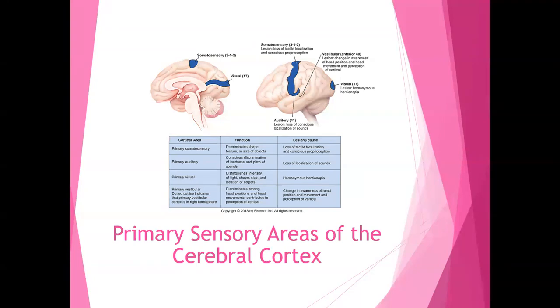So, for example, the primary somatosensory cortex discriminates size, texture, and shape of objects, and a lesion causes lack of tactile localization and conscious proprioception. So as you can imagine, that information is coming up the dorsal column medial lemniscus to the thalamus to the primary somatosensory cortex, just like we said earlier in the quarter.